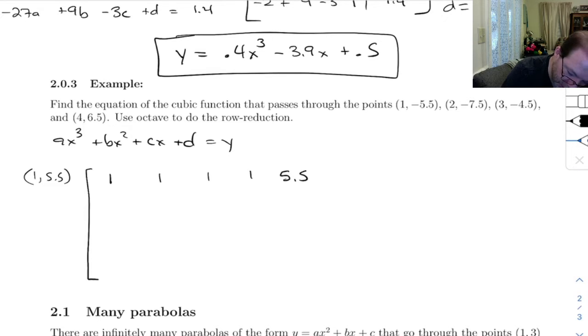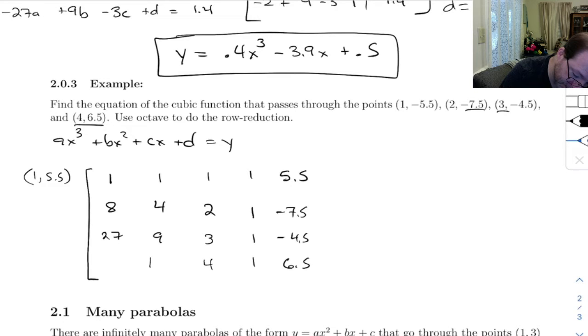Then for 2, we get the powers of 2. I'm going to write those this way, 1, 2, 4, 8. And the y-coordinate was negative 7.5. For 3, 1, 3, 9, 27. What is that? Negative 4.5. And for 4, we get 6.5 here. And the powers of 4 across here, 1, 4, 16, 64.